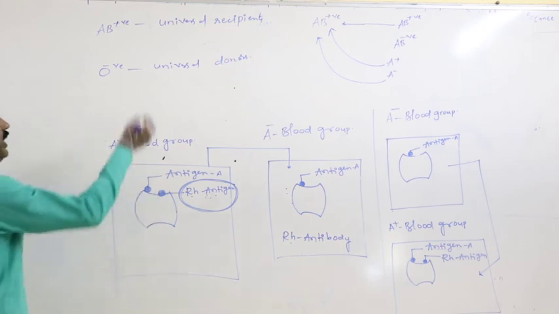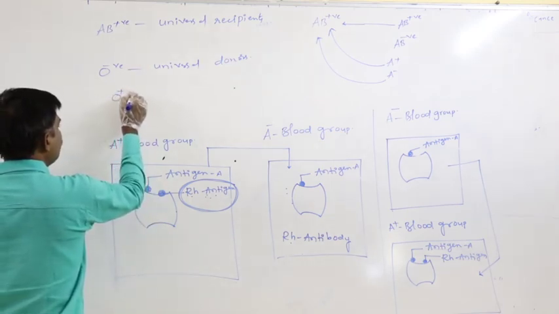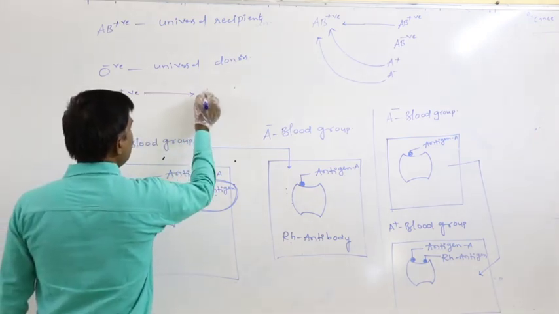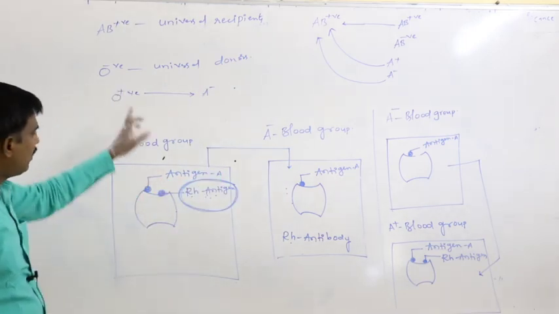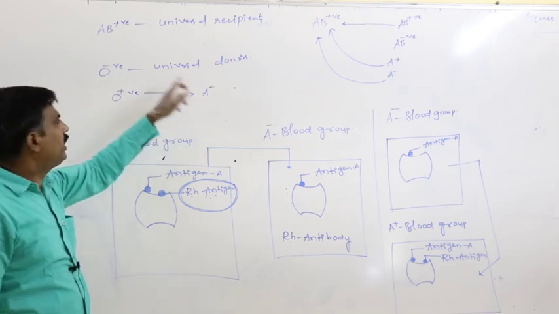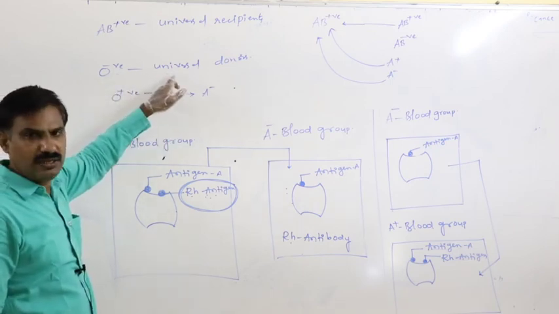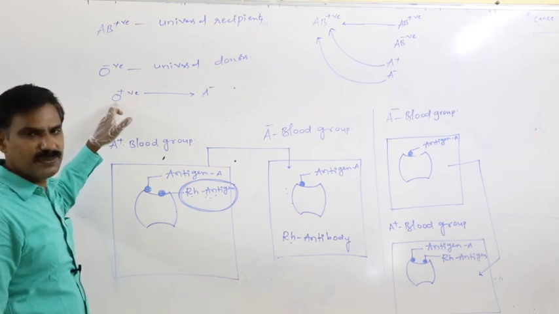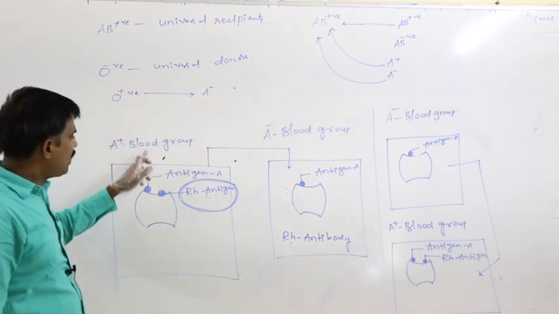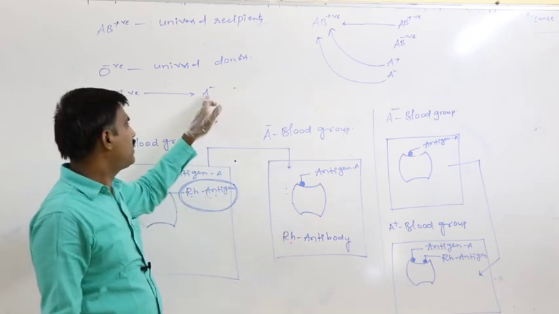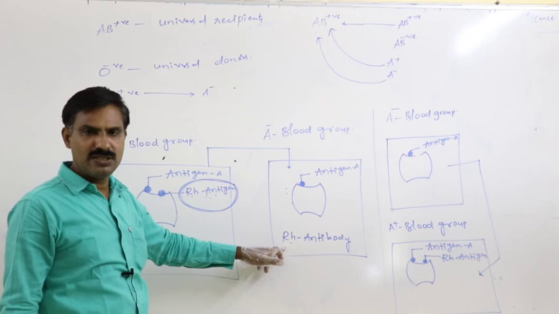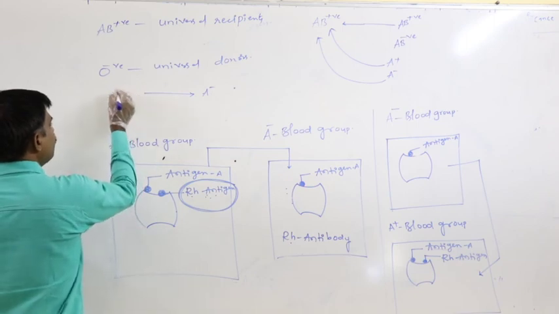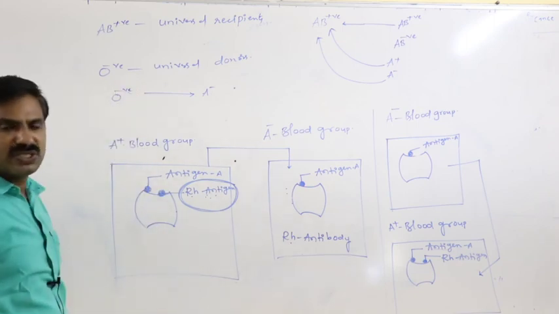Instead of that, if we consider O positive as the universal donor, and if we transfer O positive into A negative, whenever positive blood reaches into negative blood, inside of the negative person's body Rh antibodies are produced, and the person dies. So always we have to consider O negative blood as the universal donor.